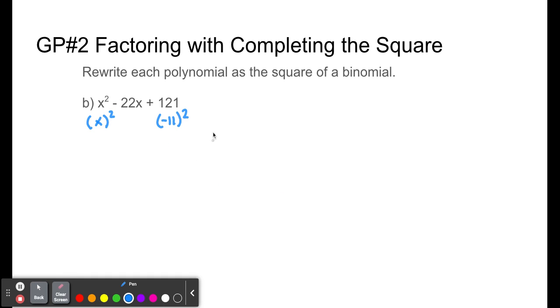So same thing here with this one. This is going to factor to give us a binomial squared, or the square of a binomial. Our f value from here is x, and our g value from here is negative 11. We also know that anytime our b value is negative, that's going to create a negative within our binomial, and so that's going to give us x minus 11 squared as the square of a binomial for this perfect square trinomial that we created in GP number 1.